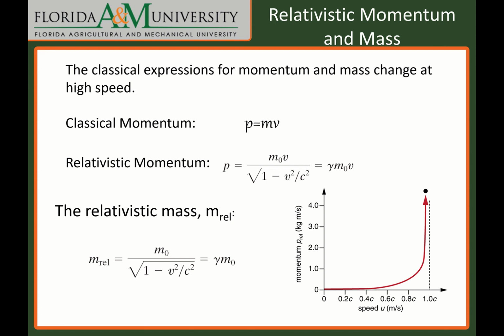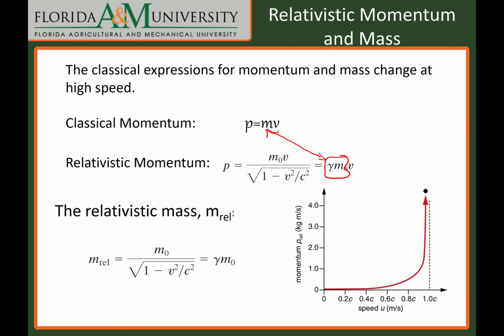So the relativistic mass, m_rel, is the rest mass, m0, times gamma. So that's m0 divided by the square root of 1 minus v squared over c squared. And since gamma is bigger than 1, that means that the mass increases. So the faster something moves, the higher its mass is. And so the mass in the classical equation changes to gamma m0. And so the momentum increases faster than you would expect, doesn't go linearly with v.